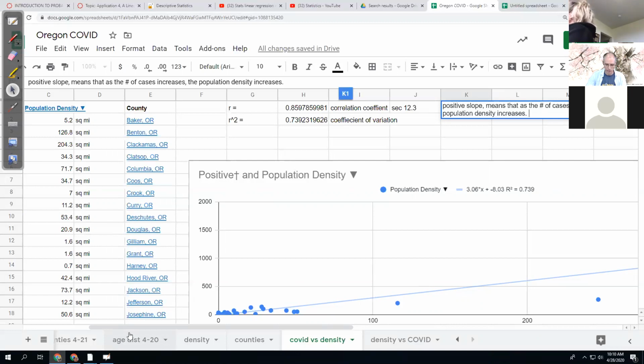The other thing that this tells me is, since it's close to 1, 0.86-ish is near 1, which is as close as you can get to perfect correlation. The points perfectly line up. There is strong correlation, and the points aren't that spread out from the line.